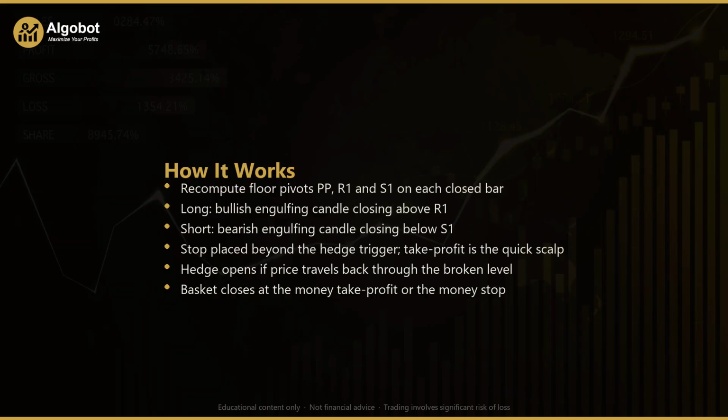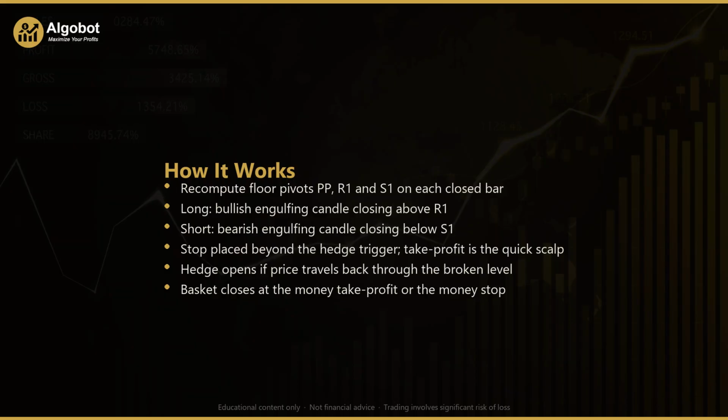Now the entries. The strategy only looks for a new trade when it is completely flat. For a long, it waits for a bullish engulfing candle, a bar whose body fully covers the previous bar's body, and that candle must close cleanly above resistance 1, having come up from below. The engulfing requirement filters out weak pokes through the level. The body has to be at least the EngulfFactor multiple of the prior body, which defaults to 1.1. When both conditions are met, the strategy signals a buy. The short side is the exact mirror, a bearish engulfing candle that closes cleanly below support 1.